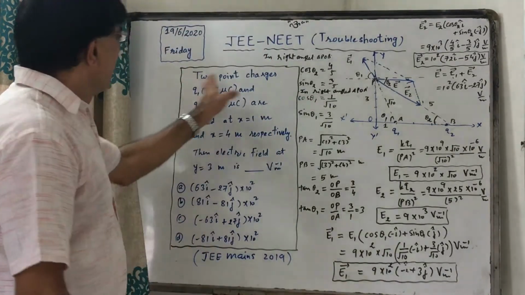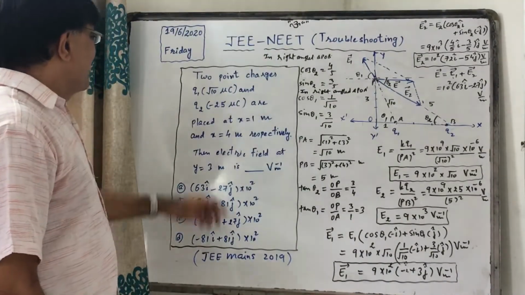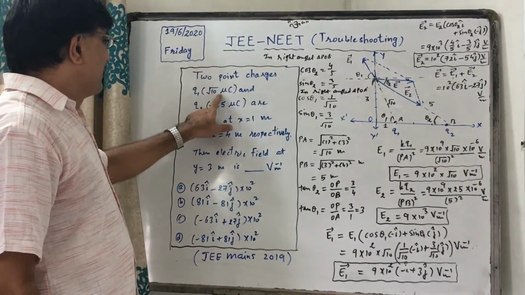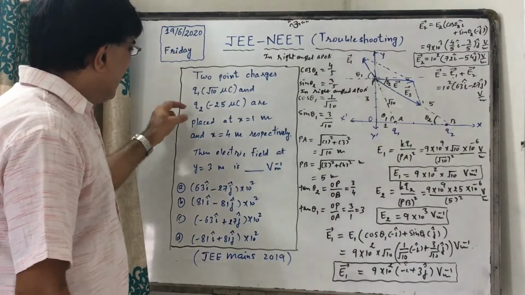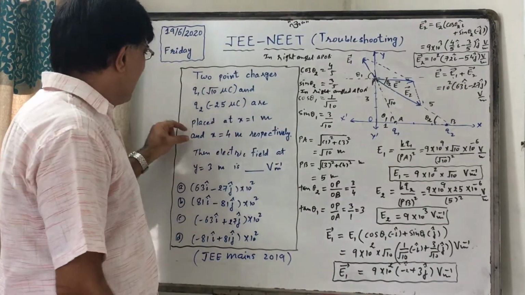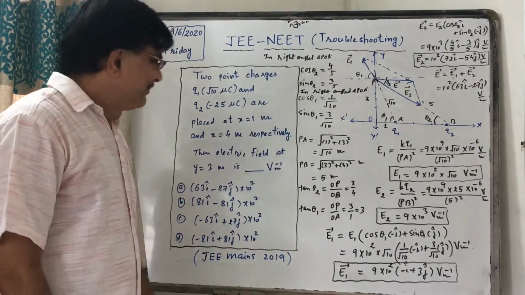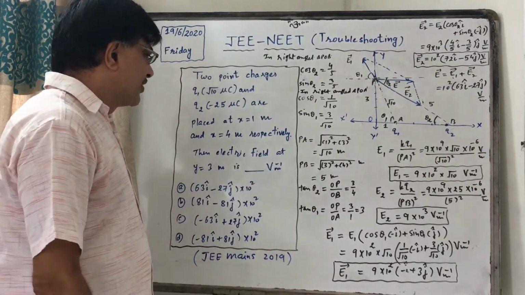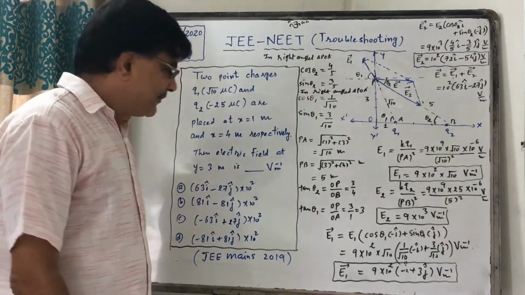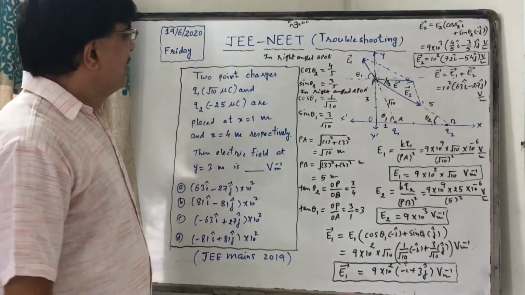See, this is the data. Two point charges Q1 equals root 10 microcoulomb and Q2 equals minus 25 microcoulomb are placed at x equals 1 meter and x equals 4 meter respectively. Then the electric field at y equals 3 meter is how many volt per meter? In volt per meter we have to find out. These are the choices. See, this is the figure.